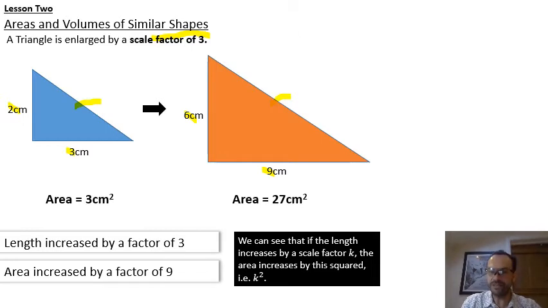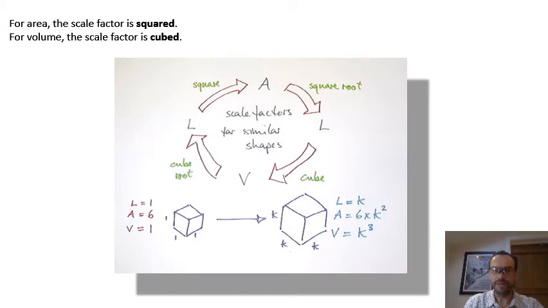What we find is whatever you multiply the lengths by, let's call that k, you will square that to get what you multiply the areas by. Okay? If we know the scale factor for lengths, we can square that to get the scale factor for areas. Right, for area, the relationship is squaring. For volume, the relationship is cubing. Can we illustrate that relatively easily?